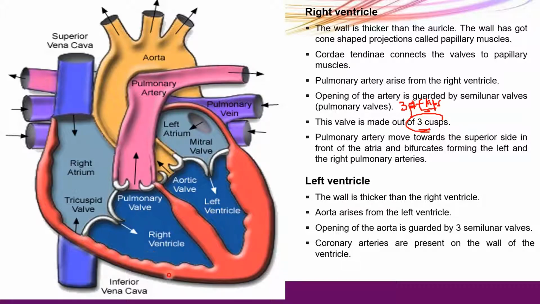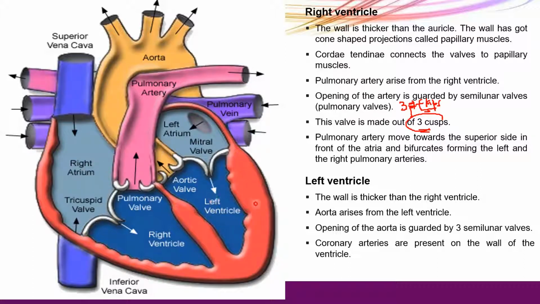The walls are thicker as compared to the atrium. Okay. And then you can see these cone-like projections here, which are known as the papillary muscles. In this diagram it's not much clear, but I'll show you in another diagram. These valves are connected to the papillary muscles via chordae tendineae. And this pulmonary artery arises from the right ventricle, and then it bifurcates into the right pulmonary artery and the left pulmonary artery, and coming to the left ventricle.